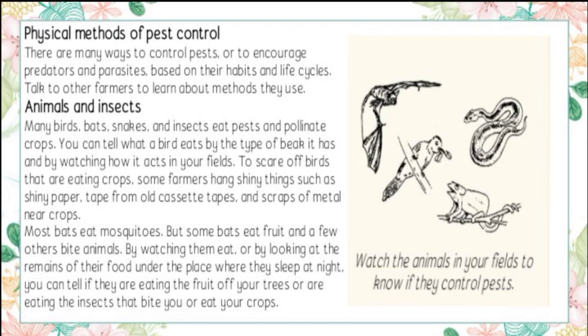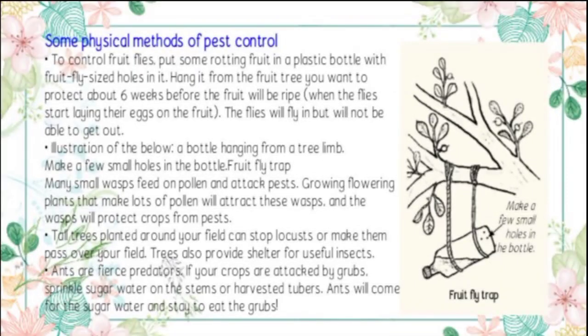some farmers hang shiny things such as shiny paper, tape from old cassette tapes, and scraps of metal near crops. Next, some physical methods of pest control. To control fruit flies, put some rotting fruits in a plastic bottle with fruit-fly-size holes in it. Hang it from a fruit tree. You want to do this about 6 weeks before the fruit will be ripe, and the flies will fly in but will not be able to get out.